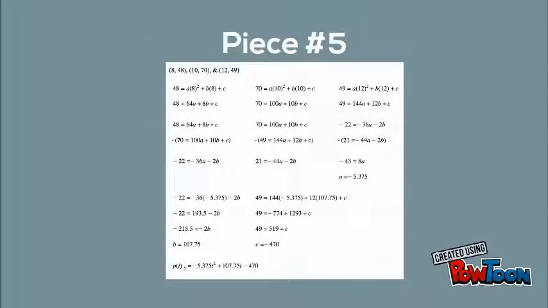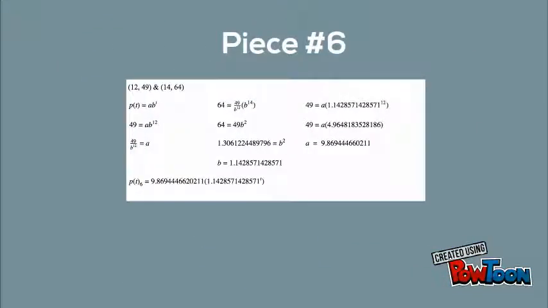The fifth trend was from 1994 to 1998, where there was a parabolic increase from 48 wolves to 49 wolves. Since the trend was parabolic, we had to use a quadratic equation to get our piece. The sixth trend was from 1998 to 2000, where there was an exponential increase from 49 wolves to 64 wolves. Since the trend was exponential, we had to use an exponential equation to get our piece.